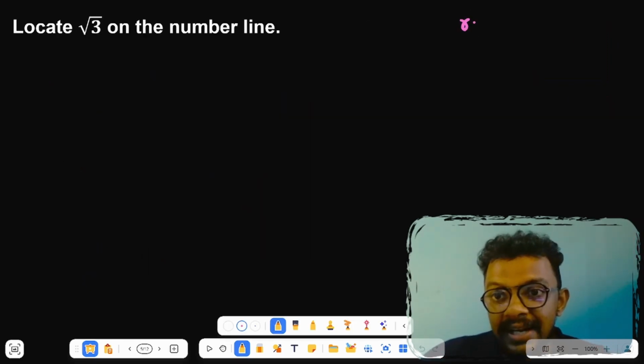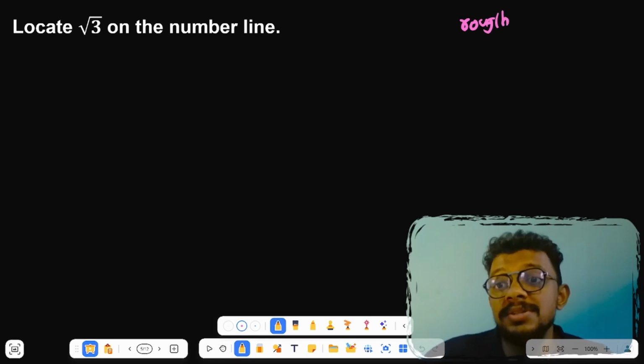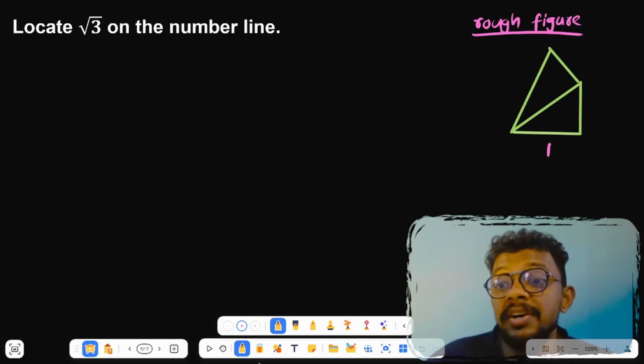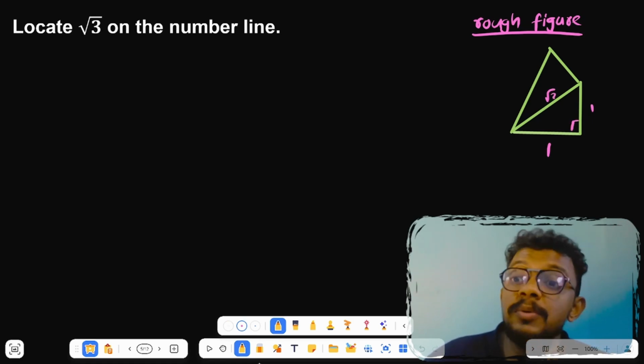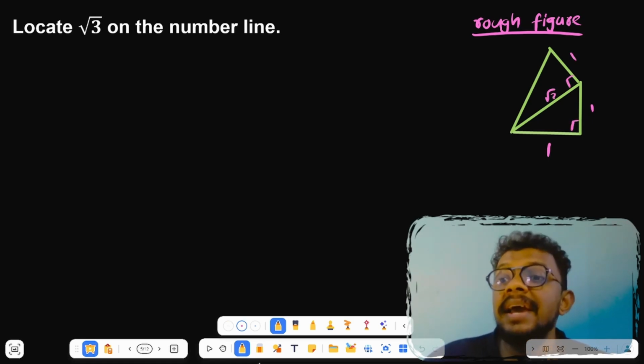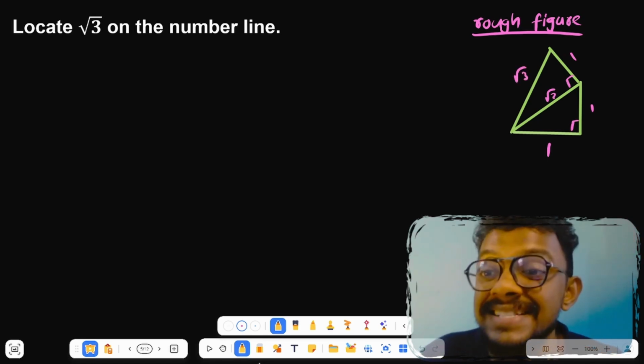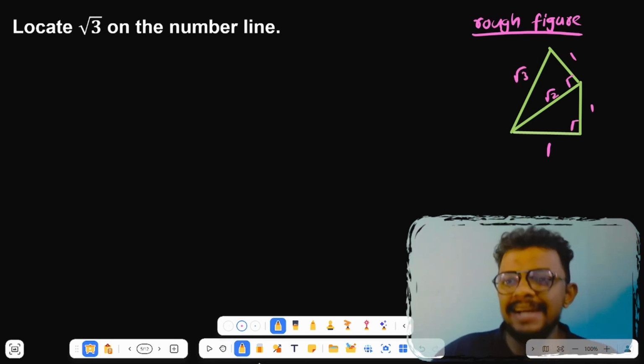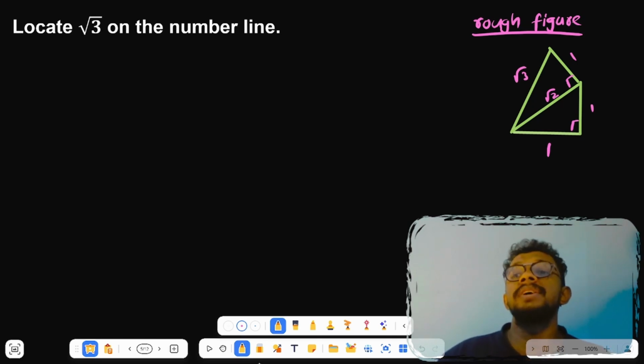What do I need? I need a rough figure and an original figure. What's the rough figure? If the base is 1 and the height is 1, automatically this is root 2. And with the root 2, I draw a 90 degree angle and 1 unit, and automatically this will be root 3, according to our general strategy number 1. Now I should draw the original figure of this.